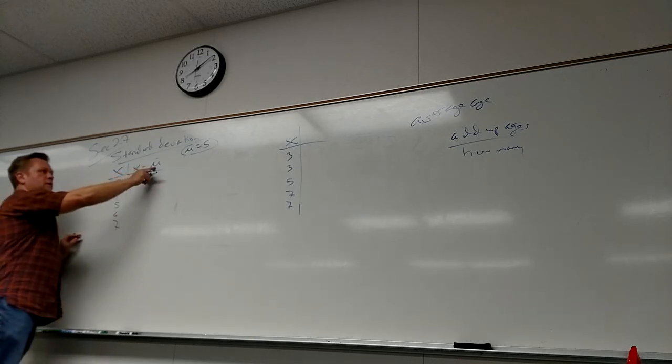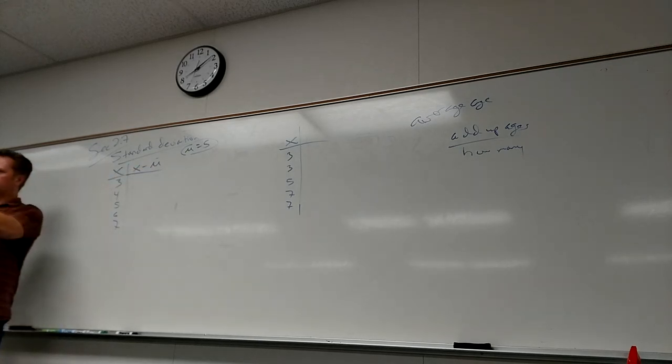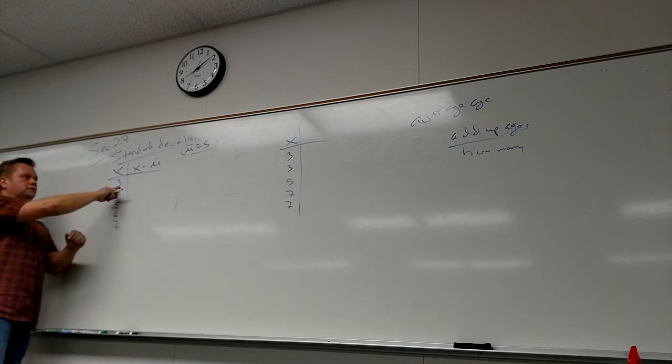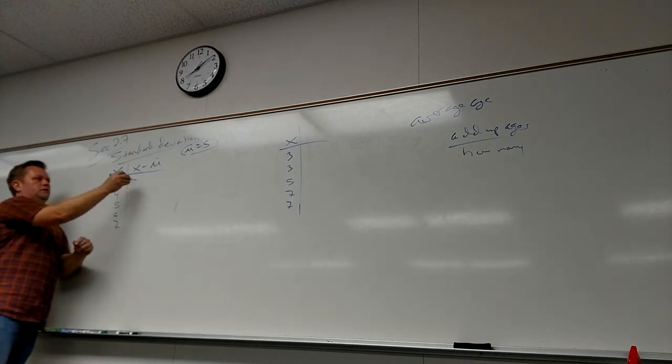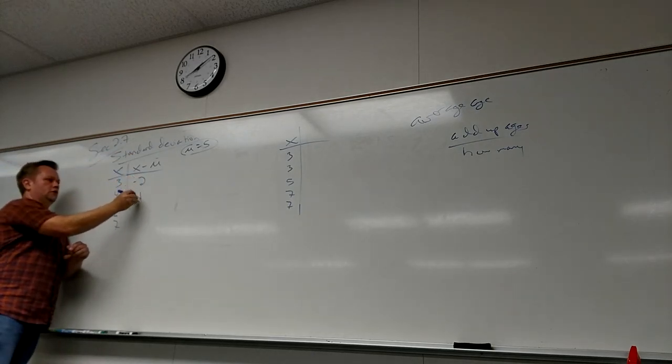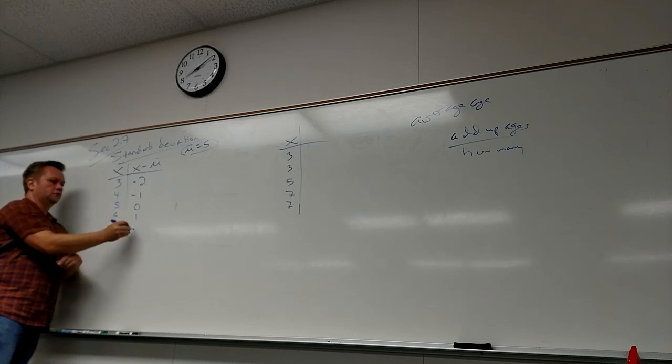So X minus the mean. How far away from the middle, the mean, does it get? So of course, what would this be? The mean is 5? -2. Negative 2? -1. Negative 1? 0. 0? 1. 1? 2.